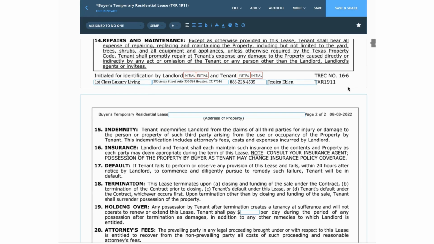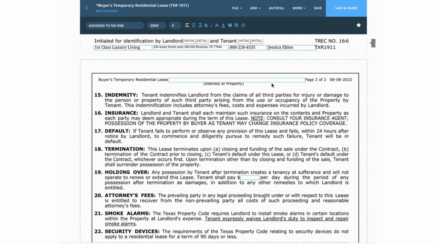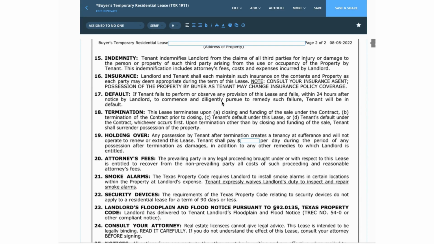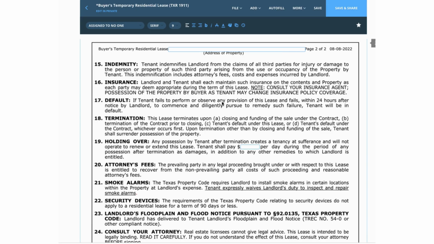Okay, so you're going to make sure to have everybody initial the bottom of this page and the very top of this one. You're going to also put the address of the property. And we're going to get into indemnities.